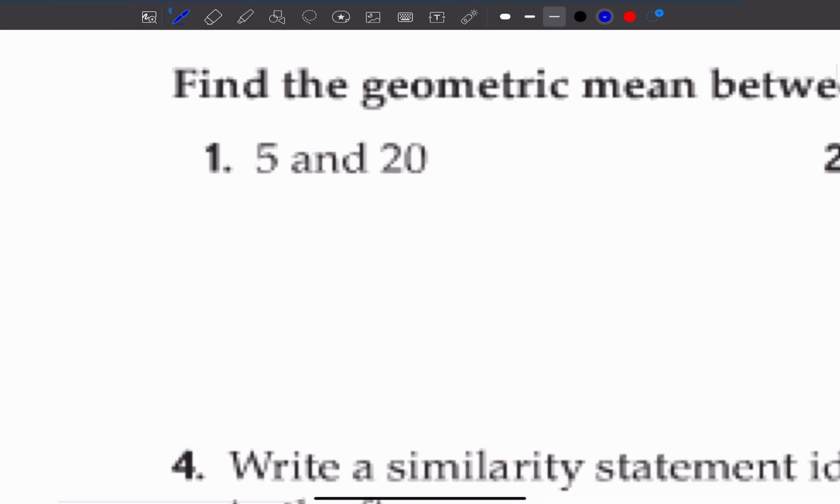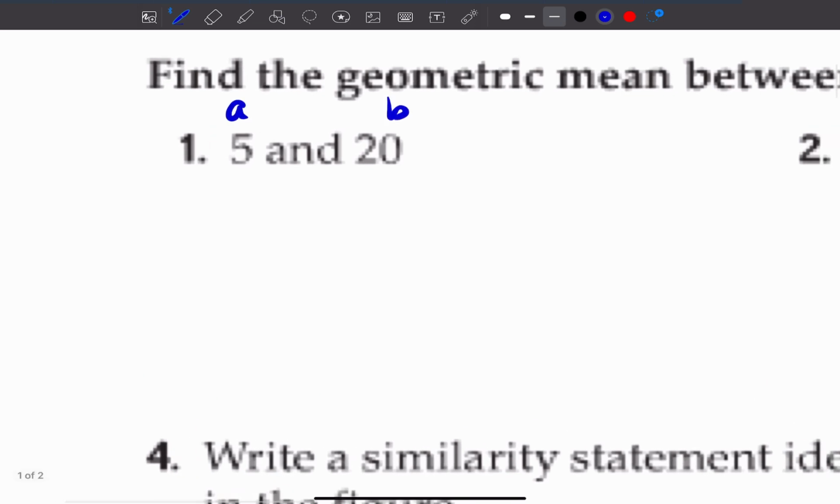Number 1, find the geometric mean between each pair of numbers. Okay, so I'm looking at 5 and 20. I'm going to call this A. I'm going to call this B. Remember, the setup is essentially 5 over x equals x over 20.